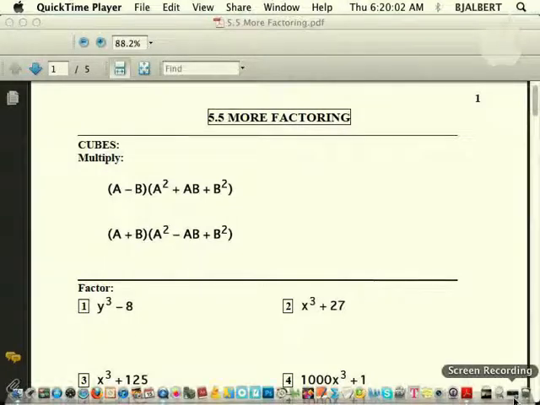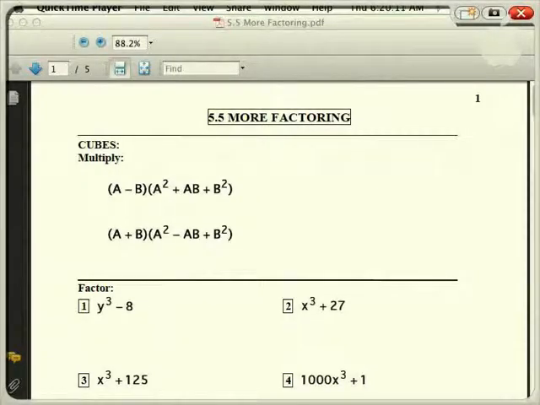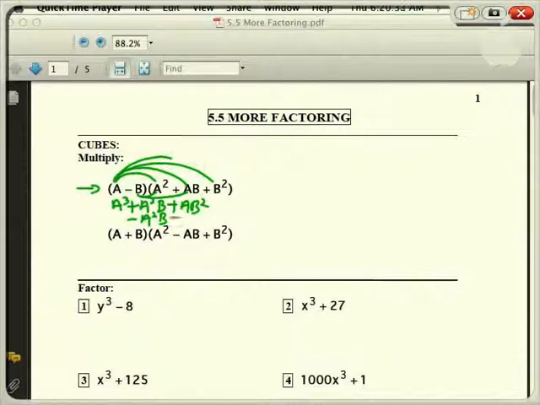Okay, this is more about factoring. 5.5. If we were to multiply this out right here, we would have a cubed plus a squared b plus ab squared, oops, the other way now, minus a squared b minus ab squared minus b cubed. So we're going to get a cubed minus b cubed.